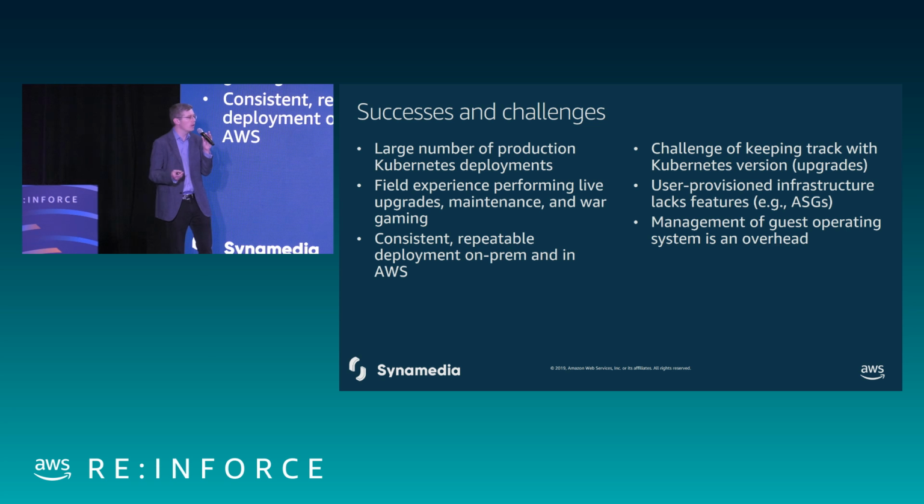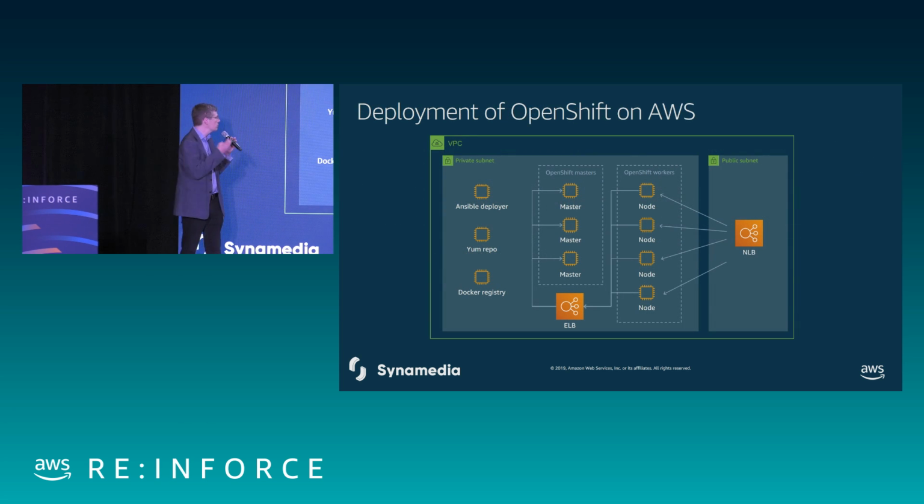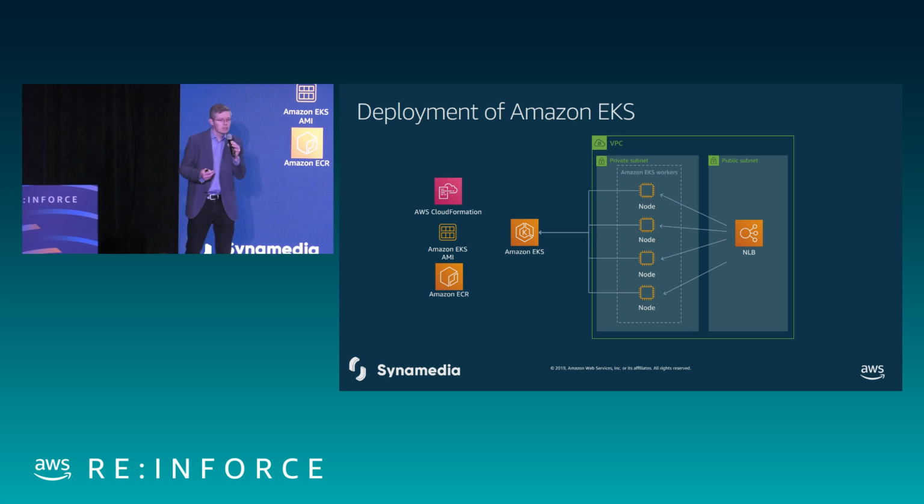And also the overhead of managing our own operating system. So we bring our own CentOS operating system. We have to secure it, manage it, and make sure it works with that particular version of OpenShift. So there's quite a lot of work there for us. So if we compare and contrast how that looks with OpenShift to EKS, you'll notice immediately that quite a lot of the pain has been taken away from us. The control plane is now managed using EKS.